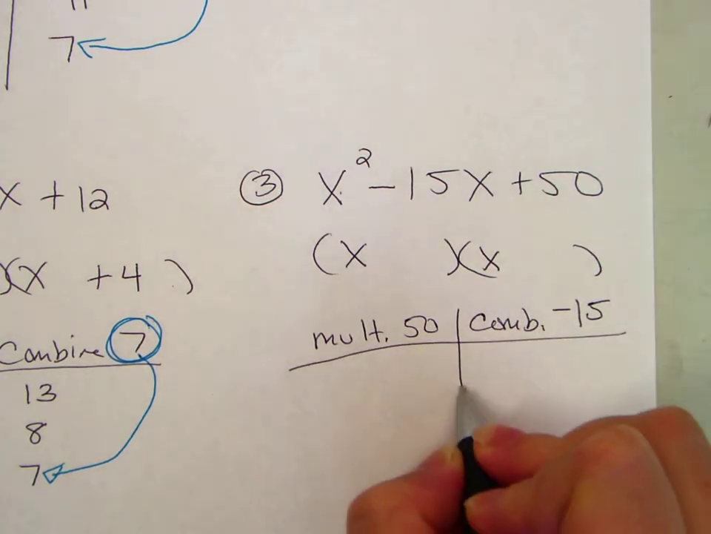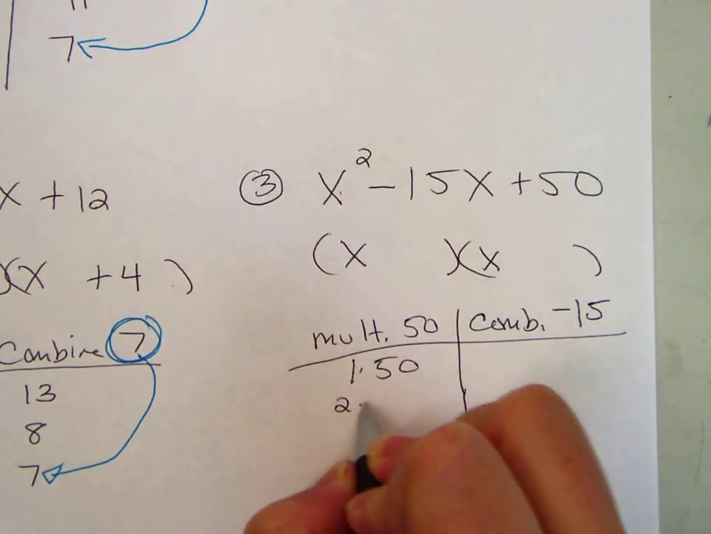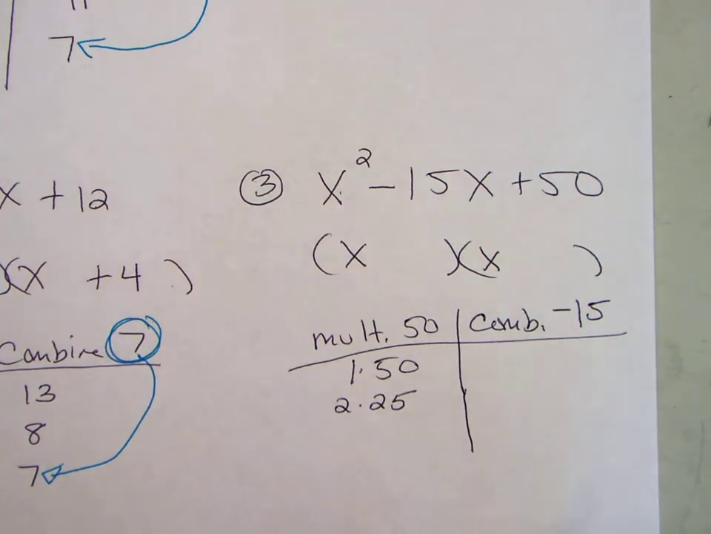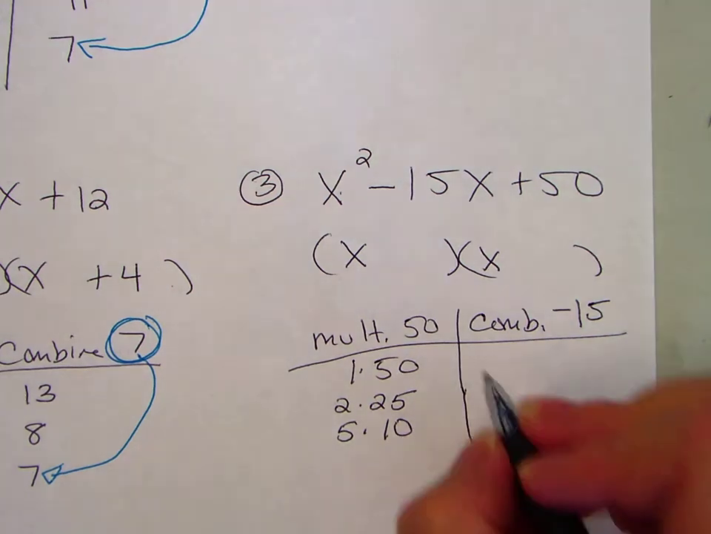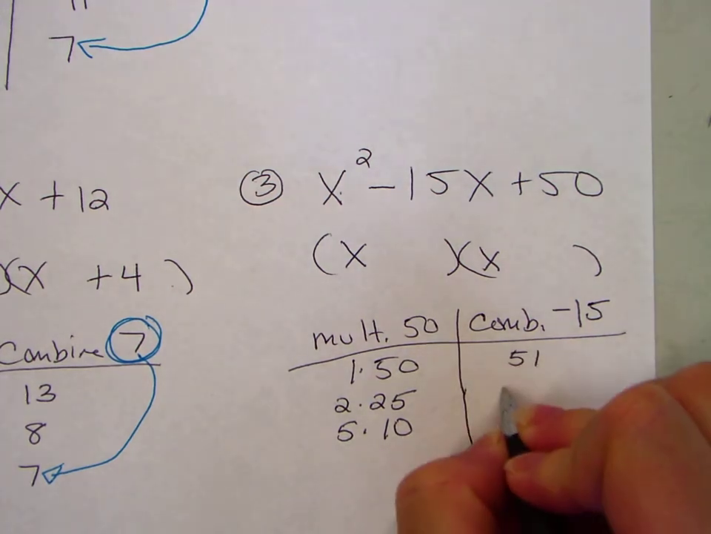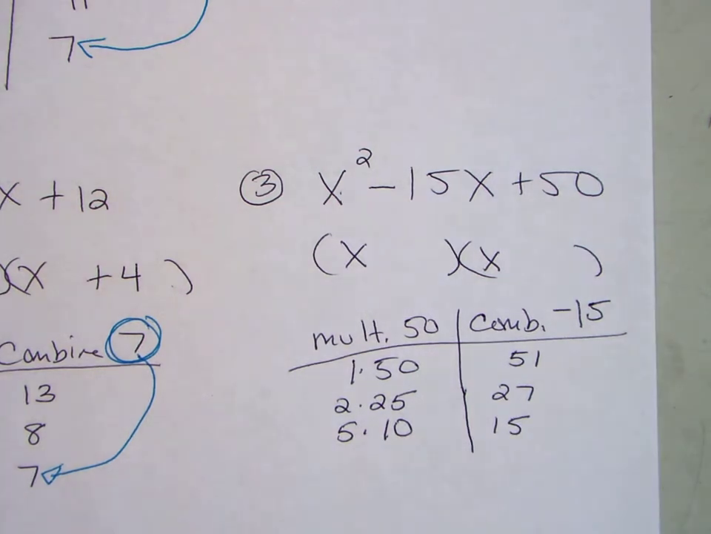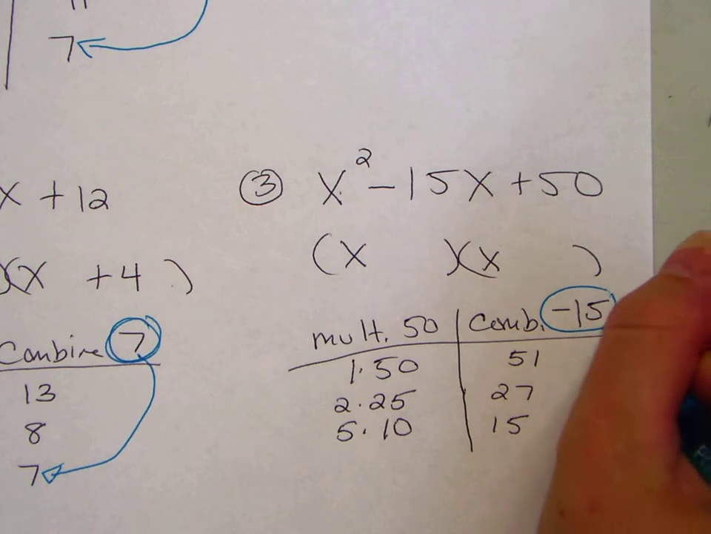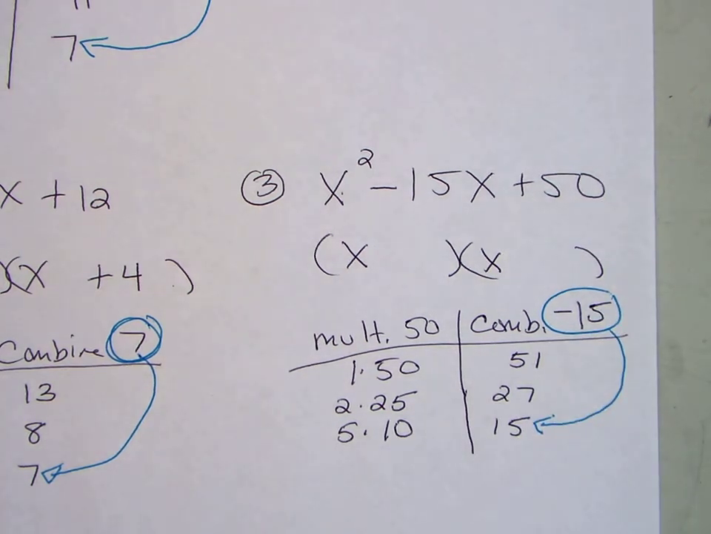Write down everything that multiplies to 50. 1 times 50, 2 times 25. 3 doesn't work, 4 doesn't work, 5 times 10. That's it. Add across. 51, 27, 15. Okay. Now, we wanted negative 15, right? And we have positive 15. So what could we do to change that sign?